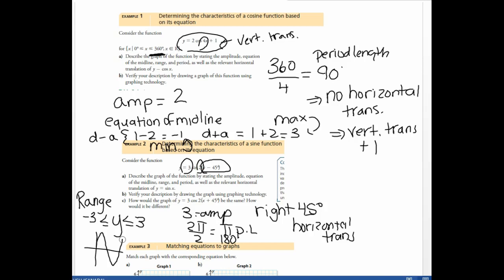than. Okay, and then our third example says we need to match each graph with the corresponding equation. Okay, so there's 2 graphs and 4 equations. So we need to figure out who goes with what.